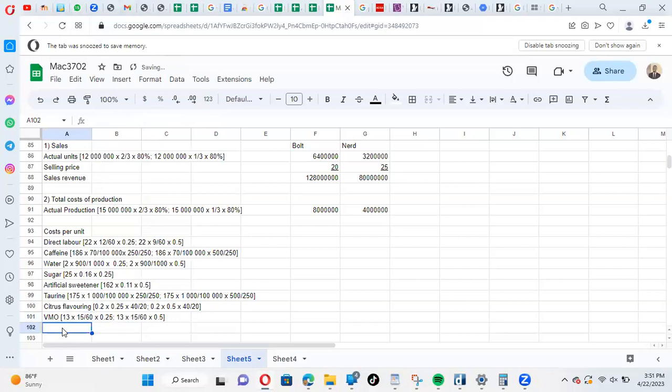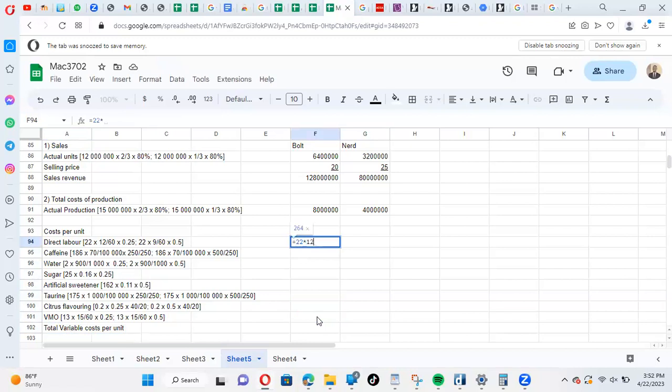Then the fixed manufacturing overhead. Okay, maybe that one we'll deal with later. Let's just say total variable cost per unit. We can even specify and say variable manufacturing cost per unit. Right, so let's do our calculations. Let's hope we get the same amount.